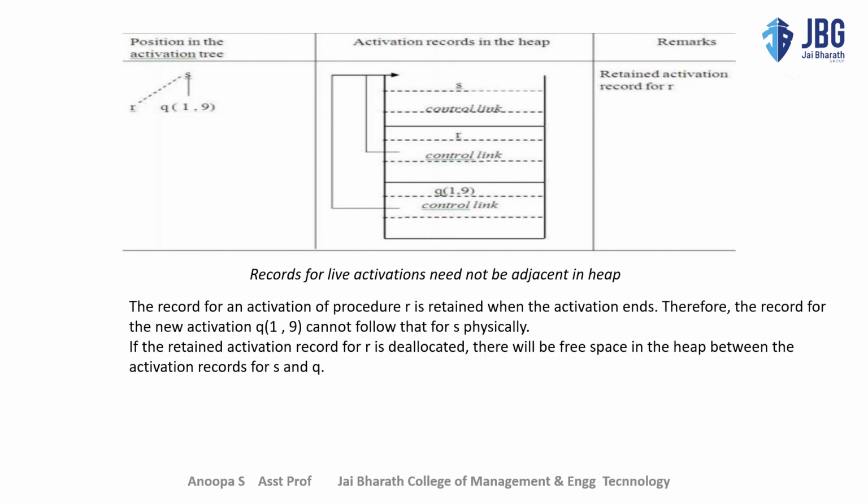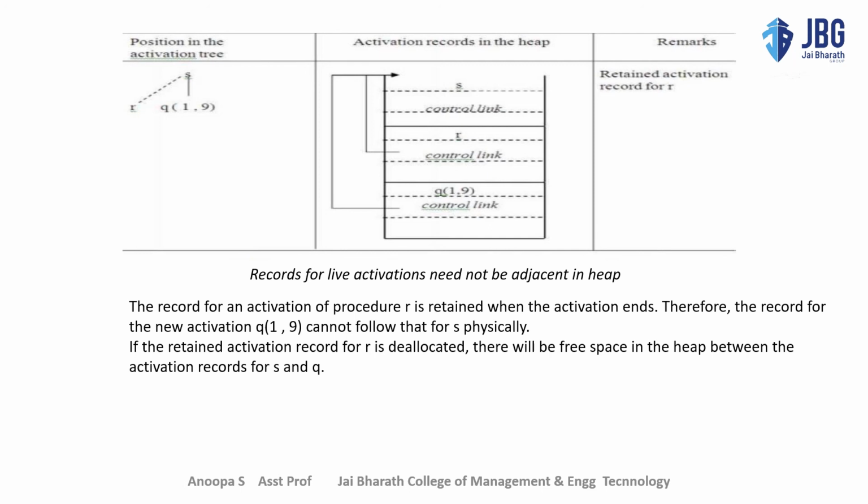So this is an example. S is the root, the main function. First it called R, so an activation tree of R was created. Once the activation record of R is terminated, it has to call Q. So in the case of the heap, it is possible to allocate another particular space for Q and make a reference to Q. So that is the importance of heap allocation.